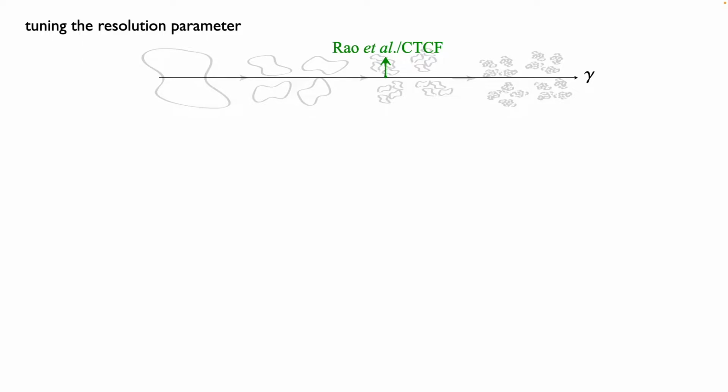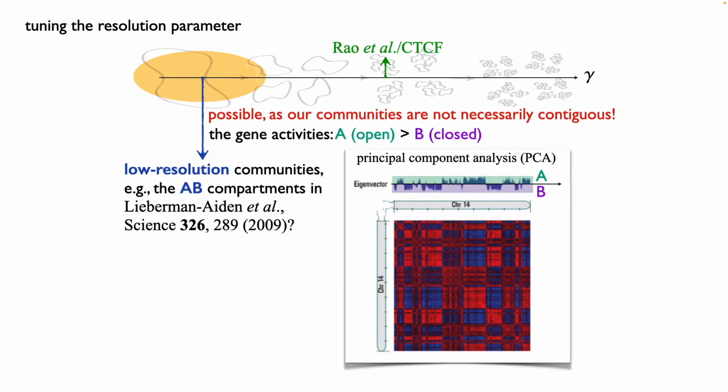Then what about the other ranges of gamma or resolution? One of the earliest findings about chromatin interaction is the separation between the so-called A and B compartments, with not quite creative names, using a simple PCA reported in this paper. One of the compartments is more genetically active than the other. So if you detect the communities at very low resolution, using very low values of gamma, can you recover this A-B compartment separation as well?